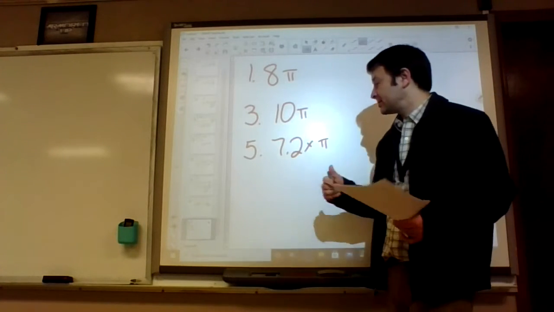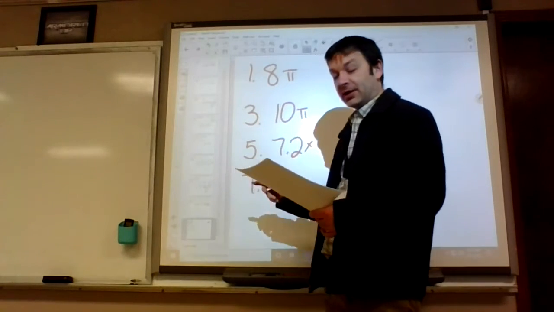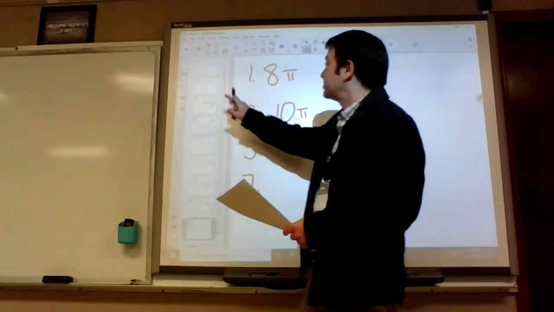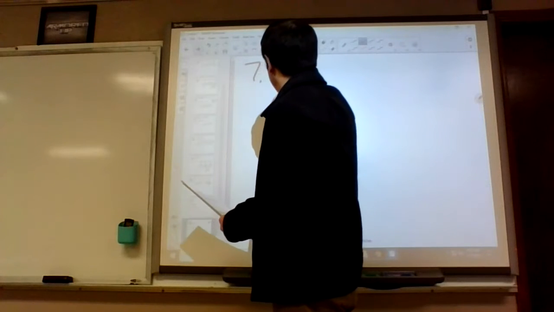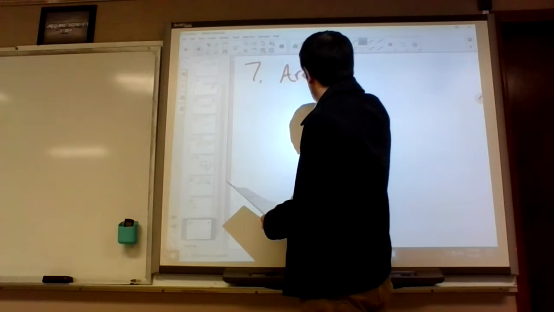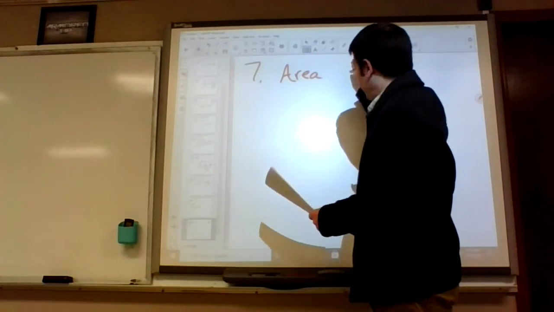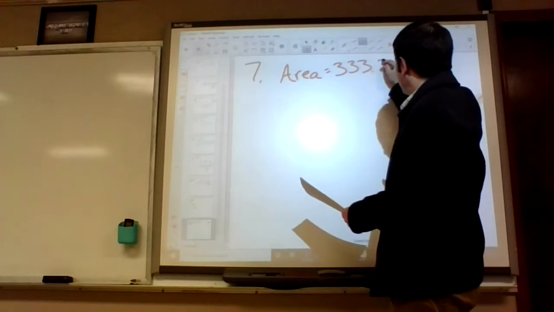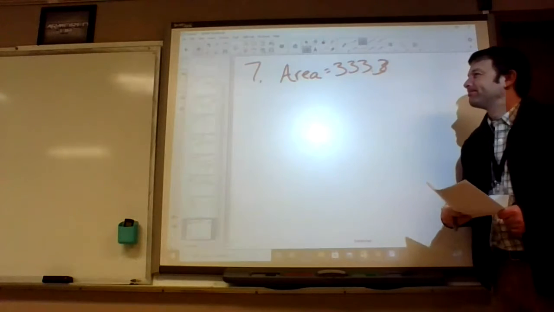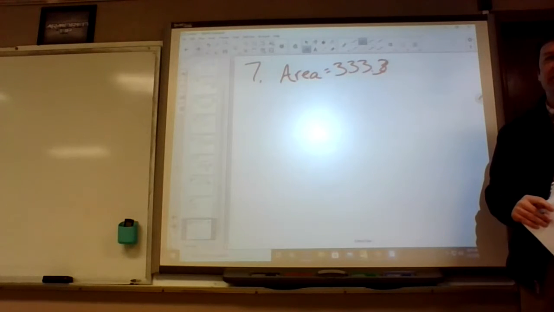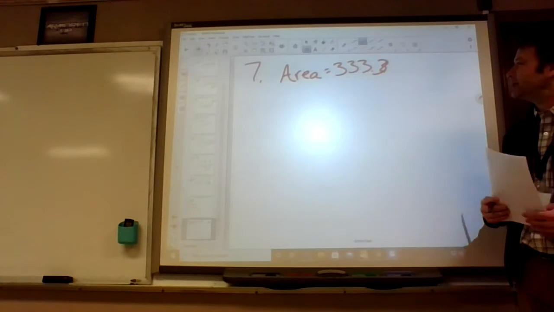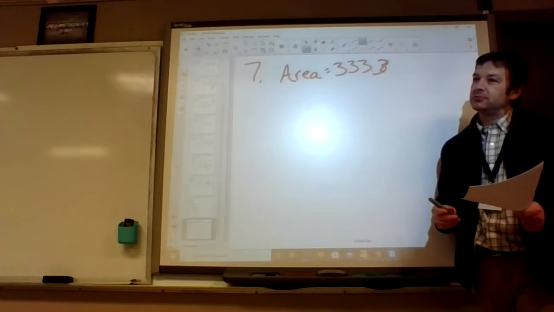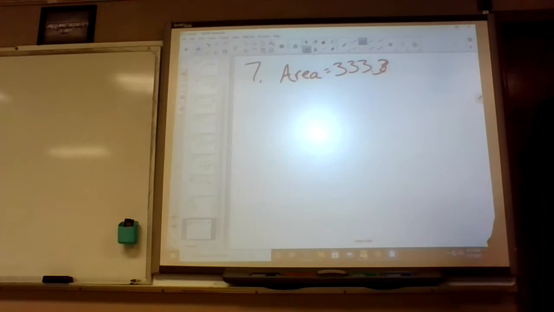Alright, I assume you guys got it already. Number 7. Okay, this one's actually tricky. I'm gonna change the page for this one. They give us the area, 333.3. How do we find the circumference? Any ideas? The area is 333.3. How do I find the circumference?